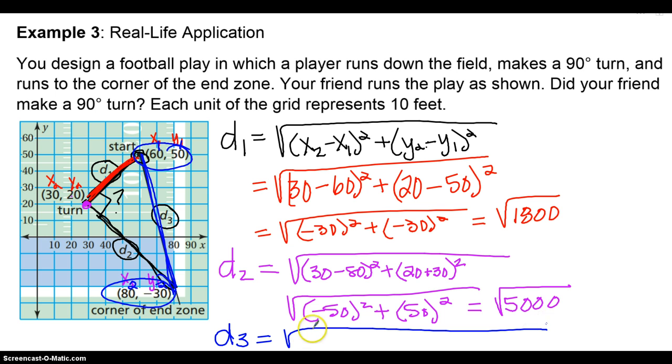So the distance of 3 is going to be x2, which is 80, minus x1, which is 60, all of that squared, plus y2, which is negative 30, minus y1, which is 50, and all of that squared. That's going to give me 80 minus 60 is 20 squared, plus negative 30 minus 50 is negative 80 squared, which gives me the square root of 6,800. I'm going to go to a new slide because things are getting a little crazy.